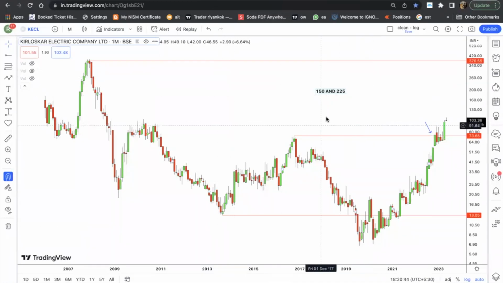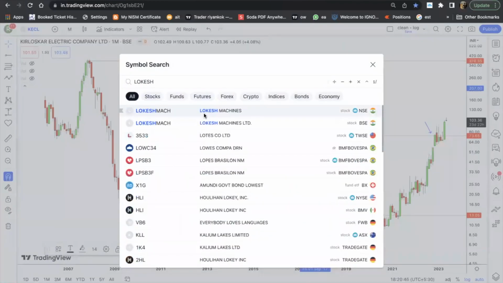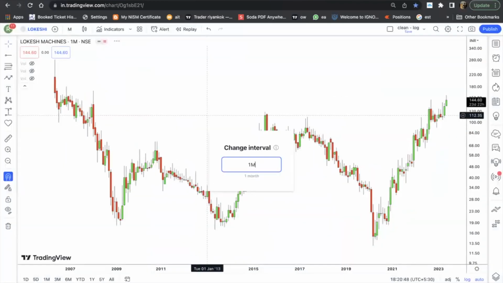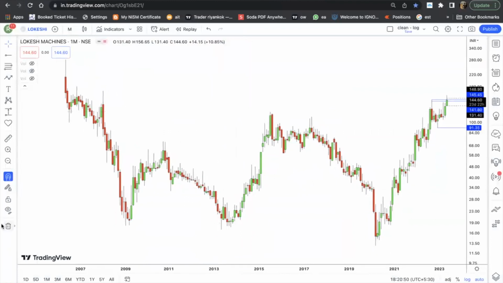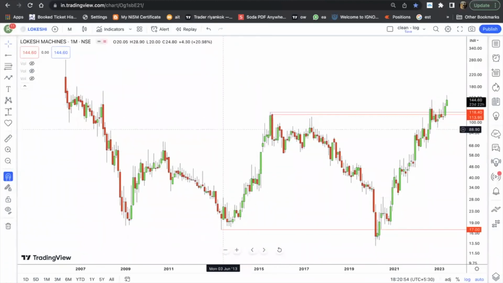Okay, so this is just one chart, and one more chart is of Lokesh Machines Limited. Once again, I'll show you the chart, and you just tell me in the chat box what is the name of this pattern which you are seeing on the screen. Let me just open the chat box. Yeah. So what is the name of this pattern which you are seeing on the screen for Lokesh Machines monthly charts?